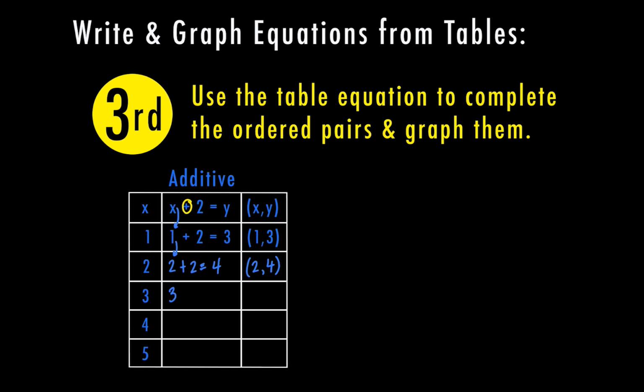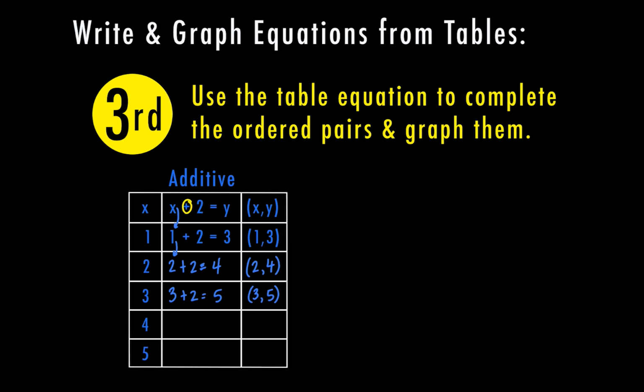So instead of an x in my equation, I'm going to plug in a 3 this time. 3 plus 2 equals 5. So my ordered pair is 3, 5. And if you follow here, y is the answer to my equation. X is the number that I plug in.